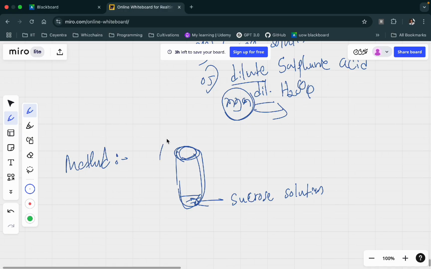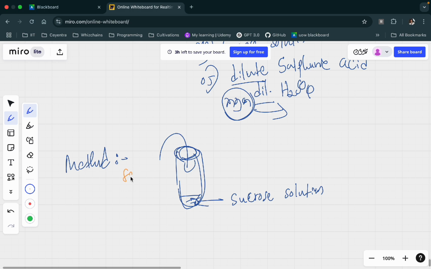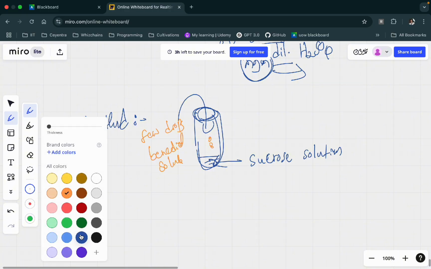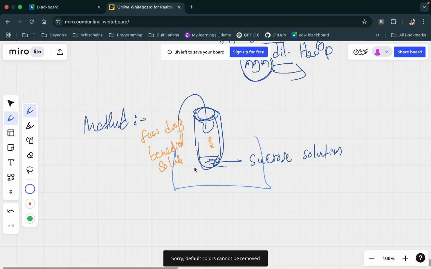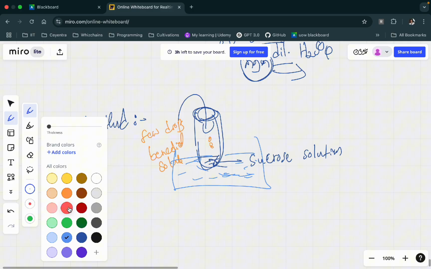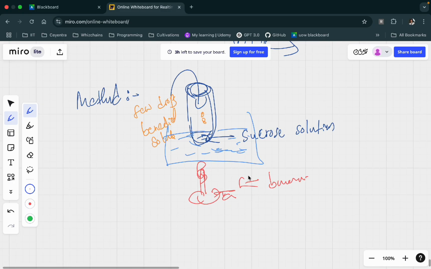And we need to add a few drops of Benedict solution, and we need to use the water bath and provide heat using a Bunsen burner. Okay, this is how we can do it.